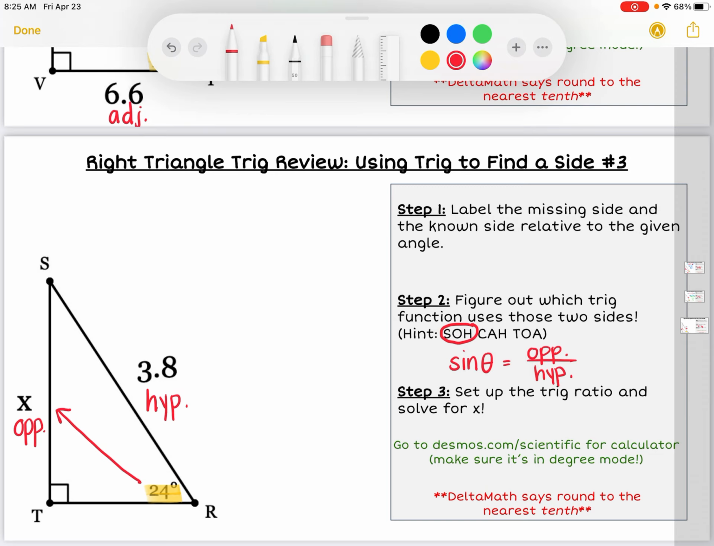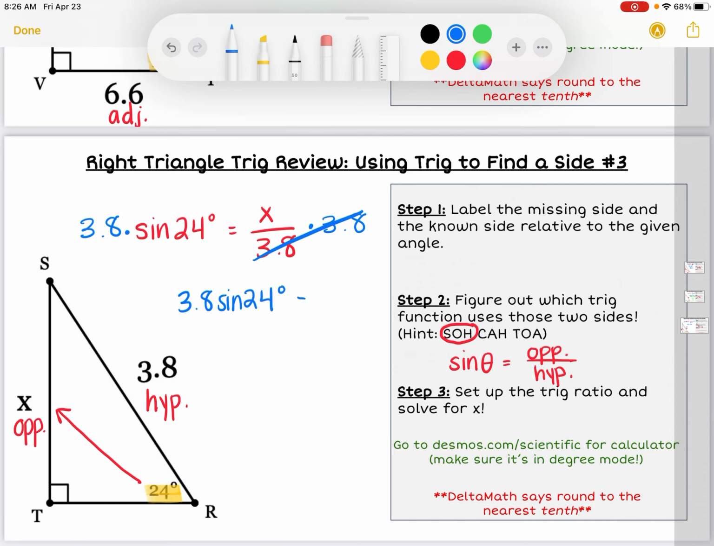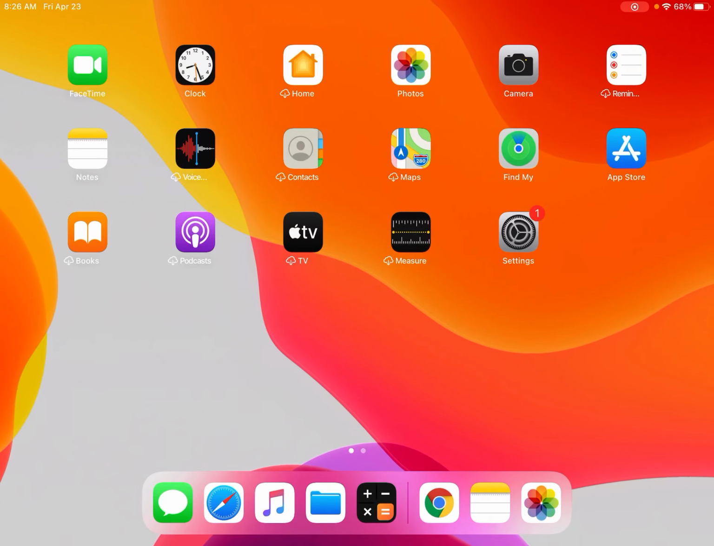So let's go ahead and write our equation using that. So sine of the angle we've been given, 24 degrees, equals the opposite X over the hypotenuse, 3.8. So we're back to that one-step situation because X is already on top, so we don't need to multiply by X on both sides. It's already on top, so we just need to get rid of the division by 3.8, which we'll do by multiplying by 3.8 on both sides. So it cancels out on the right, and then I have 3.8 times sine of 24 degrees equals X. So now X is by itself, I just have to put 3.8 times sine of 24 in my calculator.